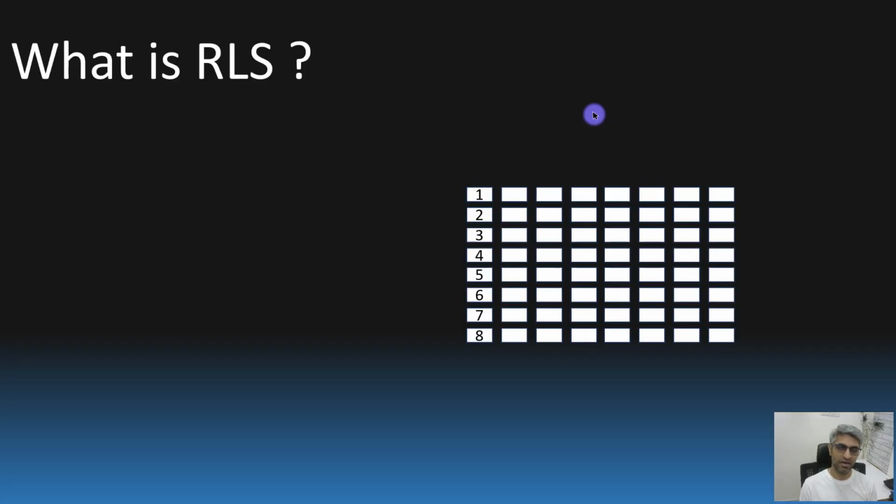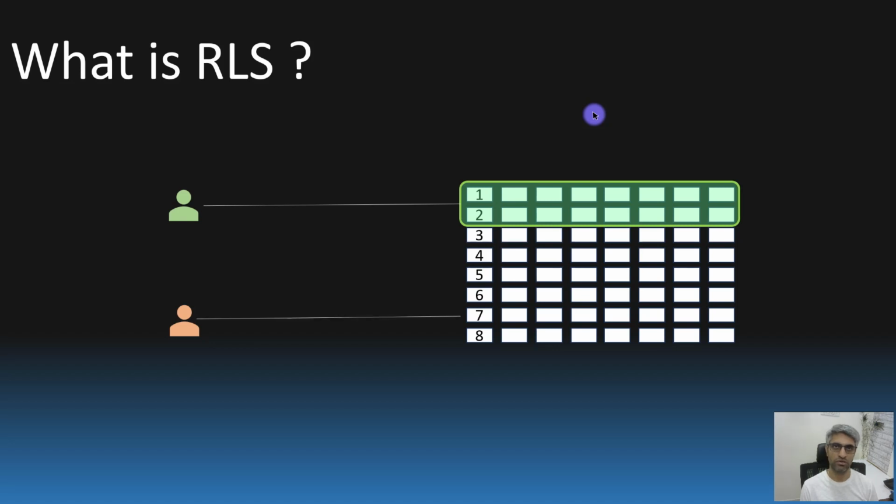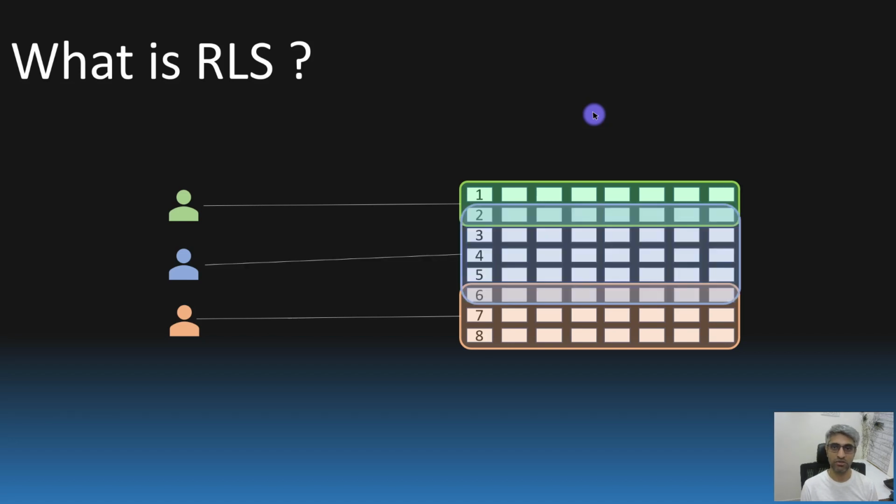So now that we have seen RLS in action, let's quickly understand what is RLS or row level security. Imagine a table here with 8 records. And let's say we have a user, green user, and this green user should only have access to rows 1 and 2. Maybe because this has confidential information and the green user is only authorized to see data that's the first and the second record. Similarly, there could be an orange user who should only have access to the rows 6, 7, and 8. And there could be a blue user who should have access to the rows 2 through 6.